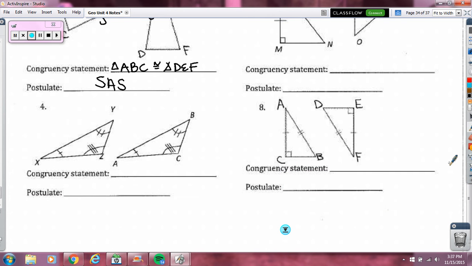Next one, number 4. When I look at these two, it looks like all their angles are in common, but that's actually not one of our theorems. Those are similar triangles, but not necessarily congruent. So this is another not possible or none.